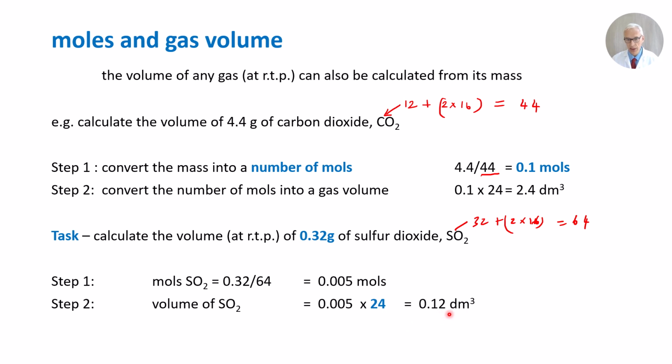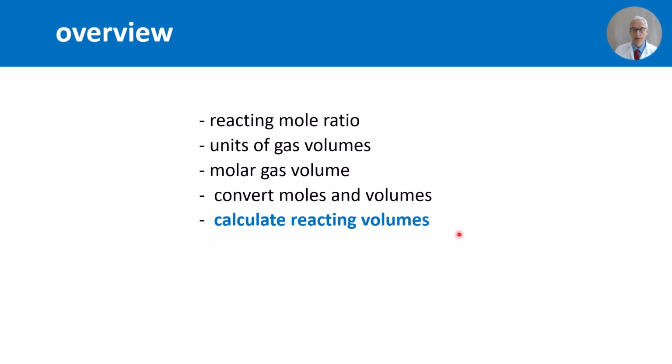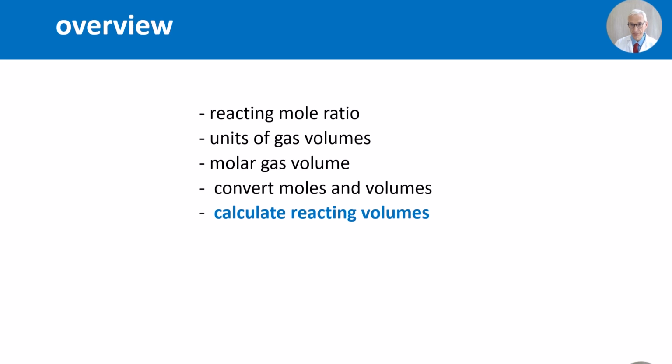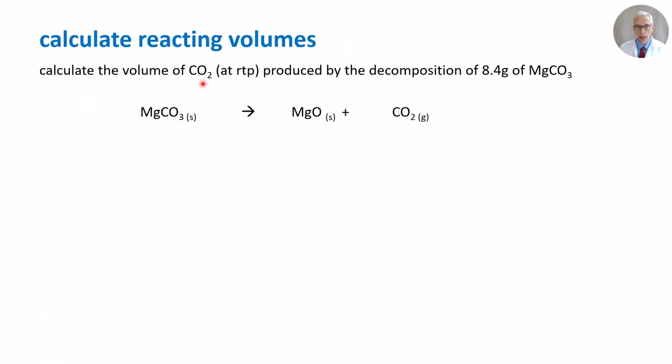So we can convert a mass into a numbers of moles and then convert the numbers of moles into a gas volume by multiplying by the molar gas volume. We can use molar gas volume to calculate reacting volumes of gases from a balanced chemical equation. Let's start with a model problem. Calculate the volume of carbon dioxide produced by the decomposition of 8.4 grams of magnesium carbonate.